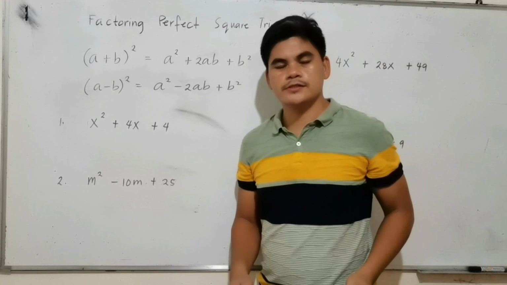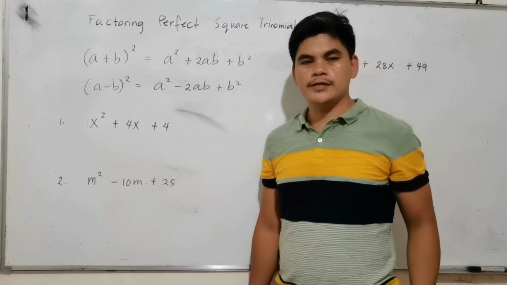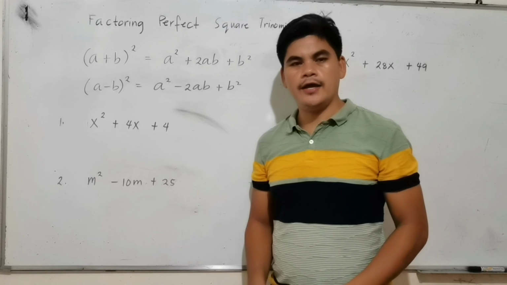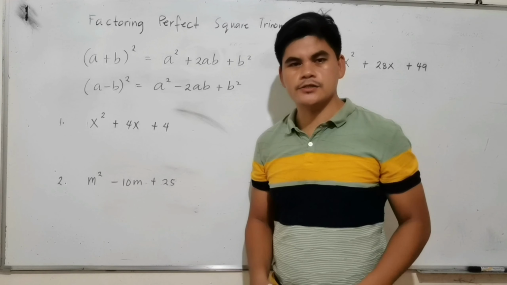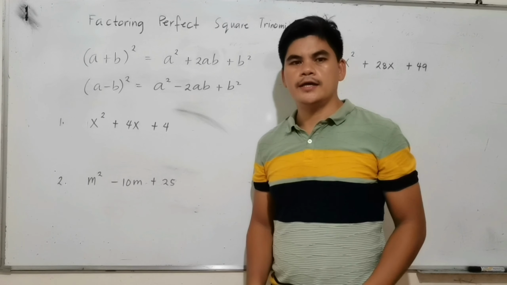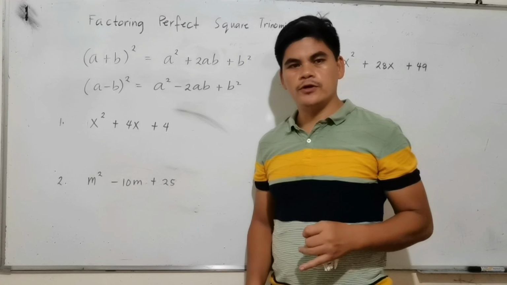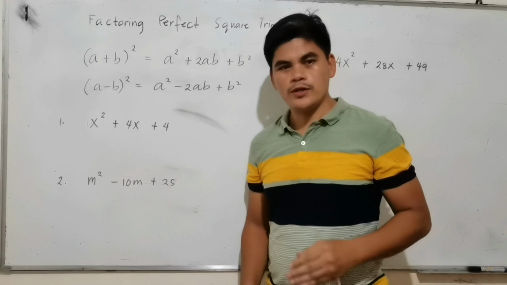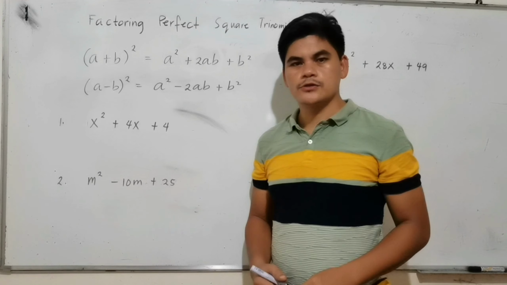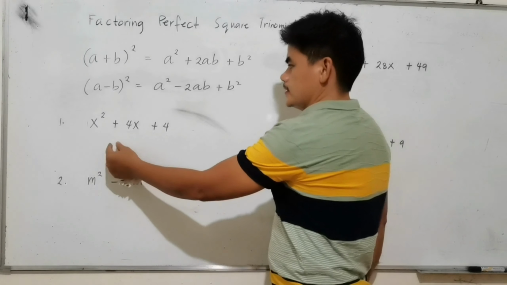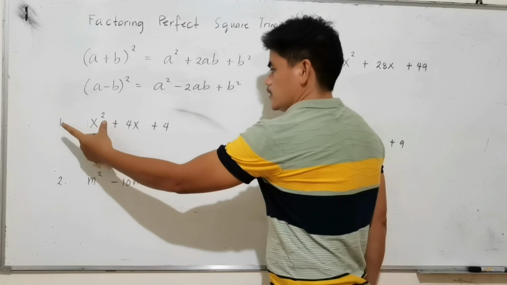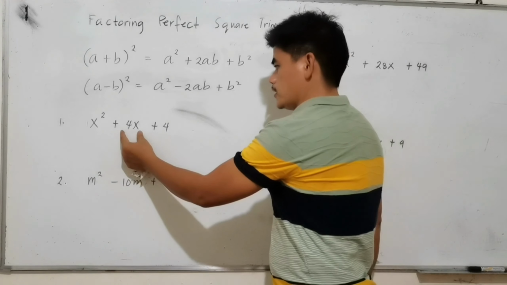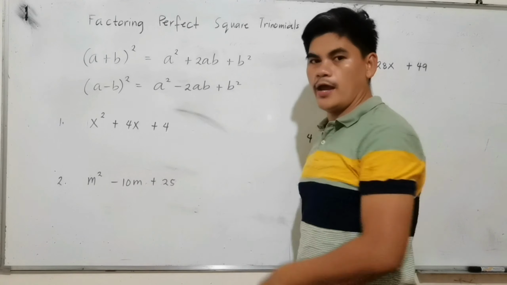By the way, what is a perfect square number? Examples of perfect square numbers are 1, 4, 9, 16, 25, 36, 49, 64. Okay? 1 is 1 times 1, 4 is 2 times 2, 9 is 3 times 3, 16 is 4 times 4, 25 is 5 times 5, and so on and so forth. So, in this case, since the first term is a perfect square and the last term is a perfect square, we are going to check if the middle term satisfies the 2ab here.